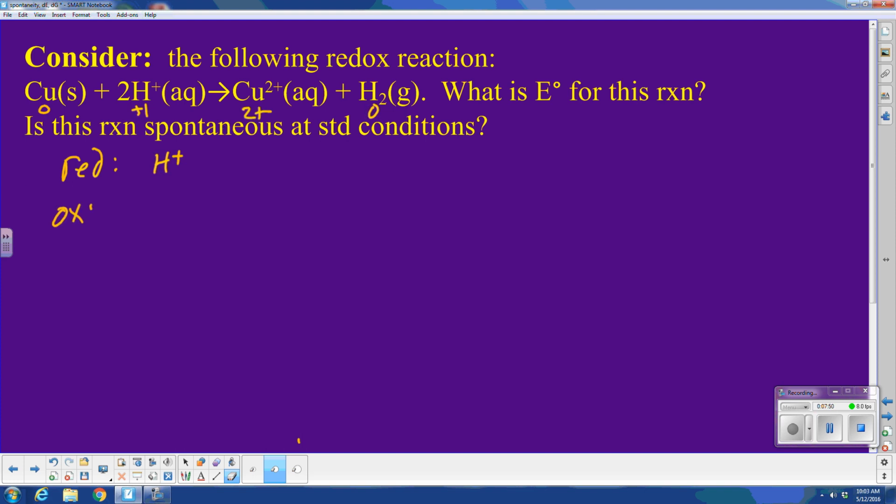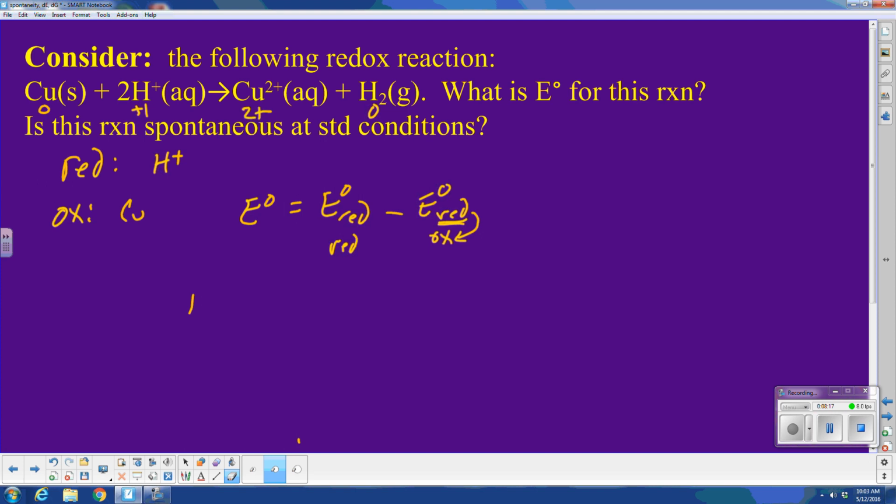My oxidizing species is my copper. And we said what? My E°, my standard voltage, is equal to my standard reduction potential of my reducing species minus the standard reduction potential of my oxidizing species. Notice we have to use a reduction even though we are talking about my oxidizing species.